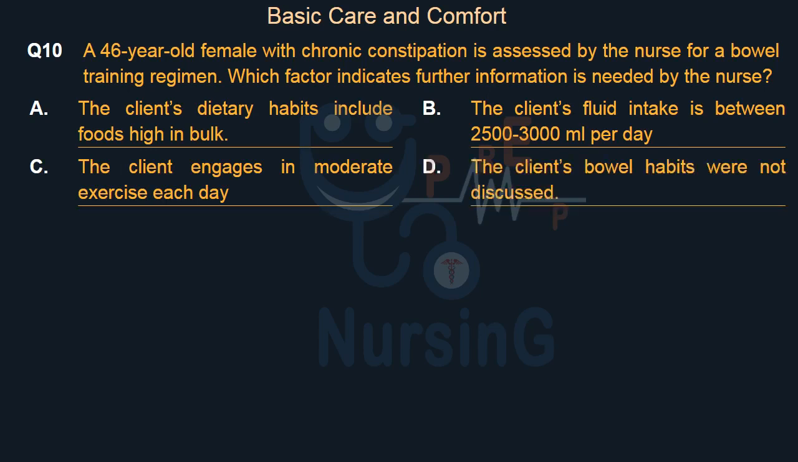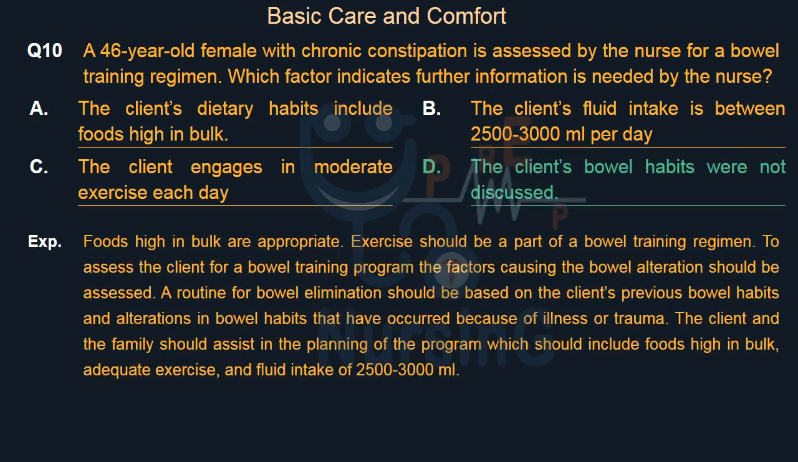Option D. The client's bowel habits were not discussed. Right answer is Option D. The client's bowel habits were not discussed. Foods high in bulk are appropriate. Exercise should be a part of a bowel training regimen.